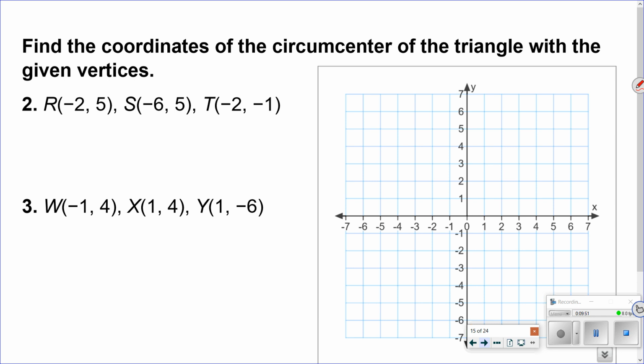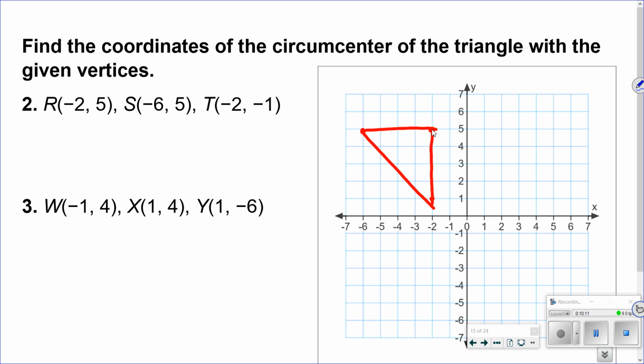Okay, so if I do number 2, the point -2, 5 is right there. -6, 5 is right there, and -2, 1 is right there. So this is my triangle. Because it's a right triangle, and one side is vertical and one side's horizontal, that makes it a lot easier.